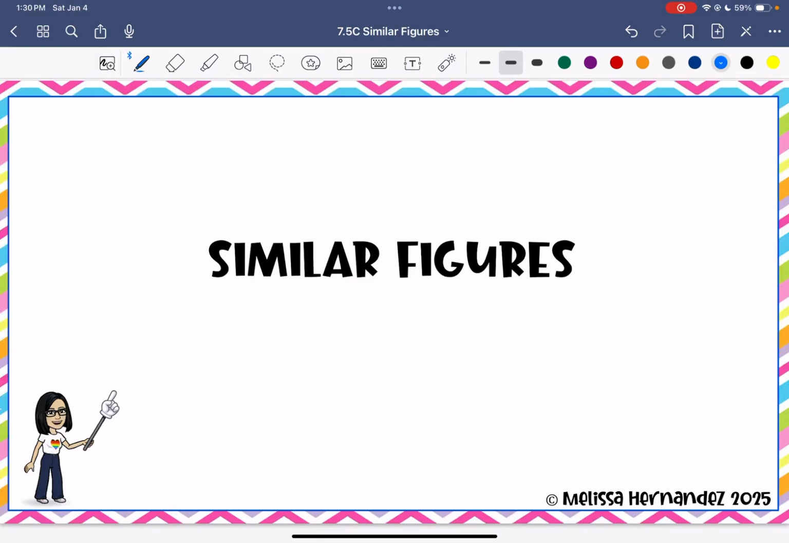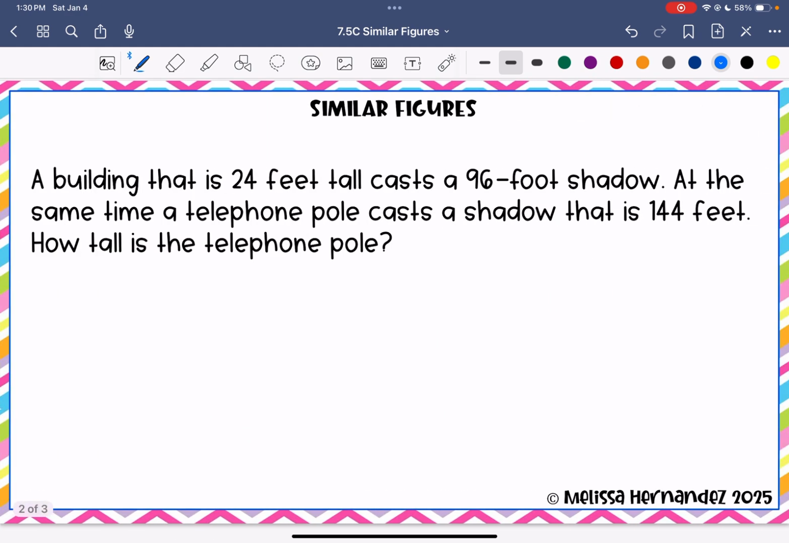In this video, we're going to talk about similar figures, and we're actually going to do problems that involve shadow and height. Okay, so let's get started. A building that's 24 feet tall casts a 96-foot shadow. At the same time, a telephone pole casts a shadow that's 144 feet. How tall is the telephone pole?